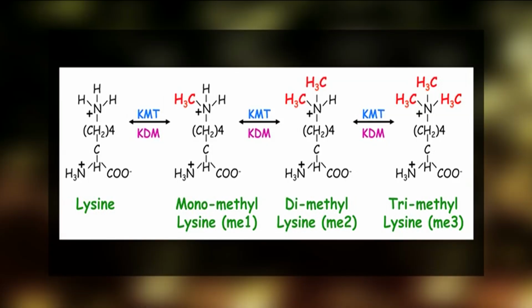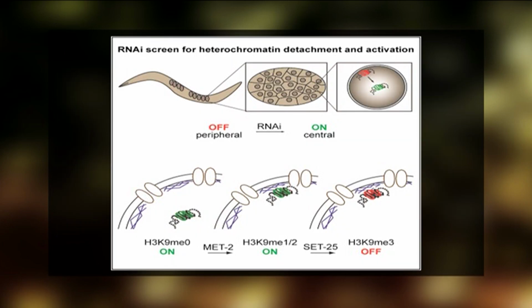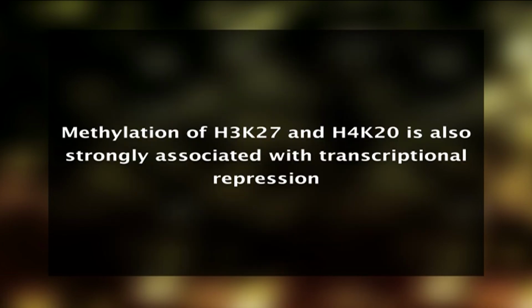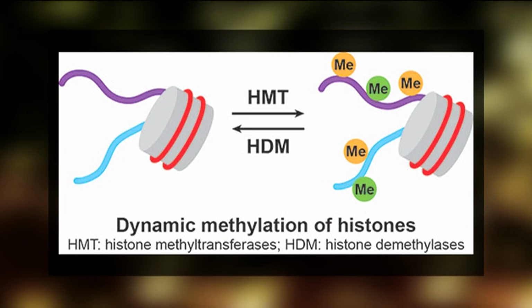The effects of methylation of H3 and H4 lysines depend strongly on which of these residues is modified. For example, methylation of lysine 9 of histone H3 is typically present in heterochromatin and associated with transcriptional repression. Methylation of H3K27 and H4K20 is also strongly associated with transcriptional repression, whereas methylation of H3K4 and H3K36 is associated with activation.